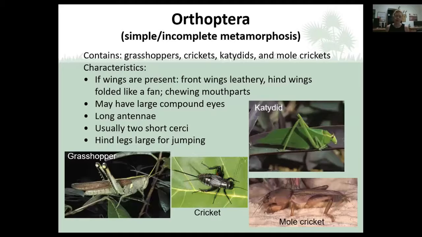The Orthopterans are the grasshoppers, crickets, katydids, and mole crickets. I feel like everyone kind of knows Orthoptera in general. It's obviously harder to distinguish a grasshopper from a katydid from a cricket, but they all have jumping hind legs, and they have more leathery forewings.